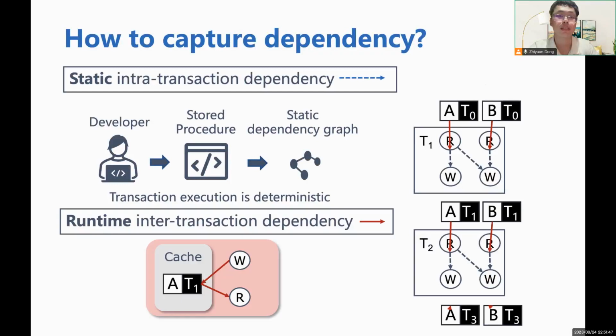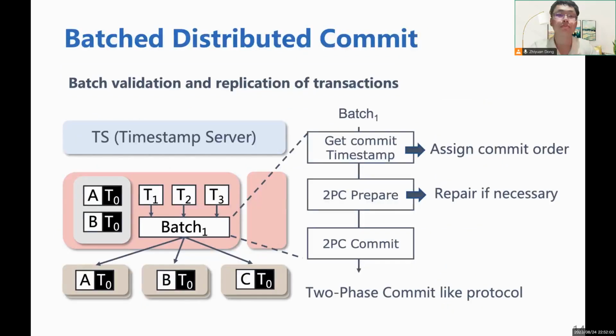The second type is the inter-transaction dependency, which is generated at runtime. HighCrunch simply records the accessed tuple's key and version. By detecting the changes of key and version, HighCrunch knows whether a read operation needs repair.